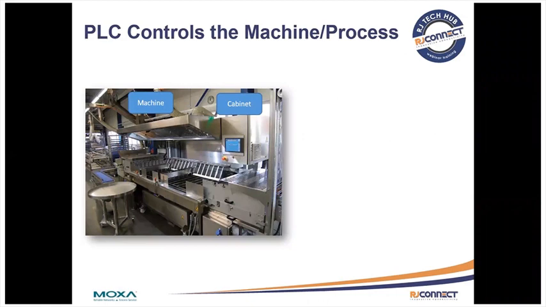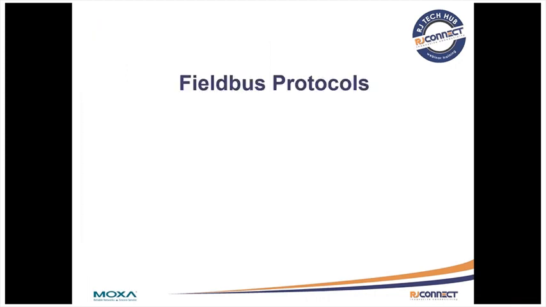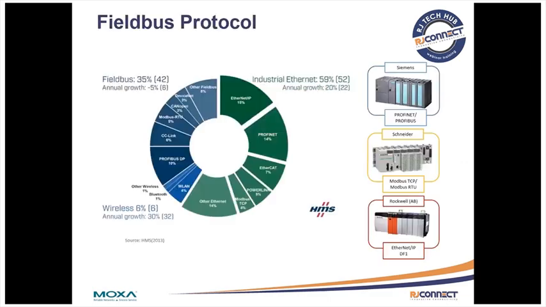So here's an example of a machine, and we control this machine using a local HMI and a built-in PLC into the control panel. There might also be some other devices that we communicate with, like our variable speed drives. So this brings us to field bus protocols. Now, currently in the field, we find many different types of field bus protocols.